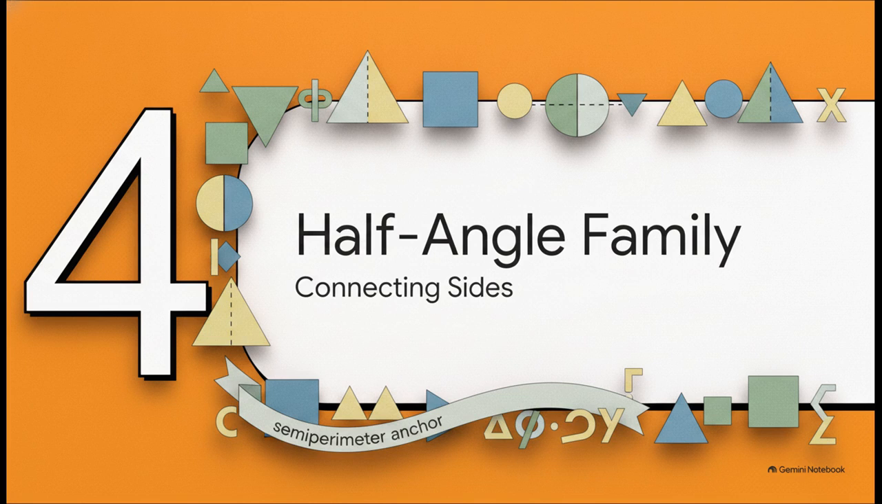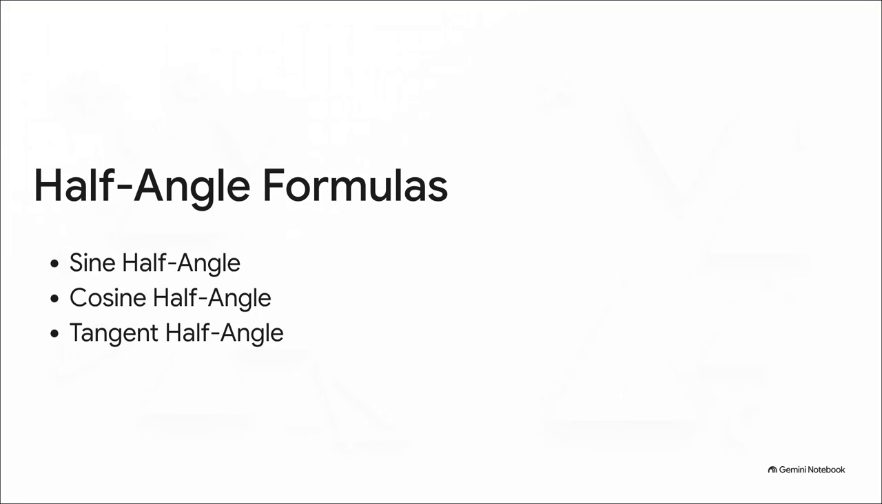All right, section 4, the half-angle family, and connecting sides to sliced angles. Now, I know at first glance things look a bit mathematically heavy here, but I promise you, these are really just different dialects of the same alphabet we've been learning, specifically leveraging our anchor, the semiperimeter. The half-angle formulas let us find the exact sine, cosine, and tangent of an angle that has been cut exactly in half. So if angle A is 60 degrees, these formulas let us calculate the properties of a 30-degree slice.